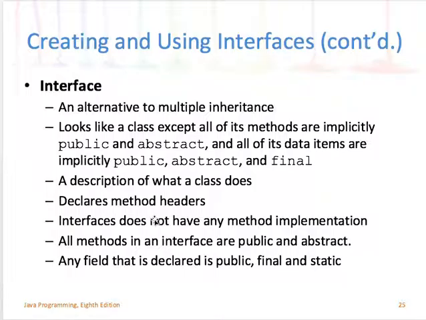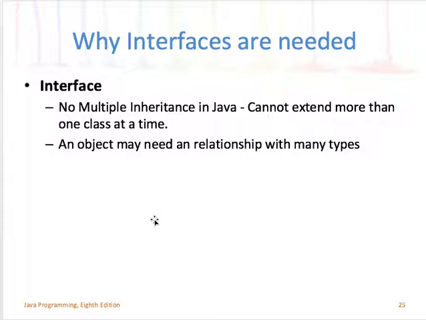Public and abstract, and all the data items are public, abstract, and final. So, basically implicitly. A description of what a class does. It declares method headers. An interface does not have a method implementation. All methods in the interface are public and abstract, and any field is declared as public, final, or static.